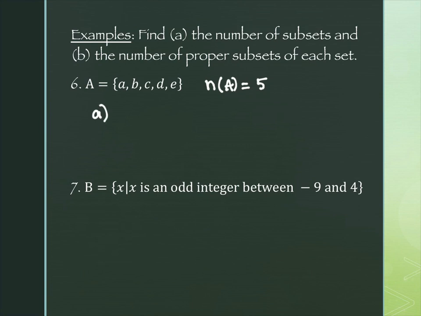So on part A of this question, when I'm finding the number of subsets, what will I do? I'll do 2 to the 5th power. And what is 2 to the 5th? 32. If you don't know how to get the power buttons on your calculator, see me after class and we'll figure out where yours is. There are 2 or 3 different ways the calculator shows that notation. And what would I do for part B, the number of proper subsets? I'd subtract 1. So I'd have 31.